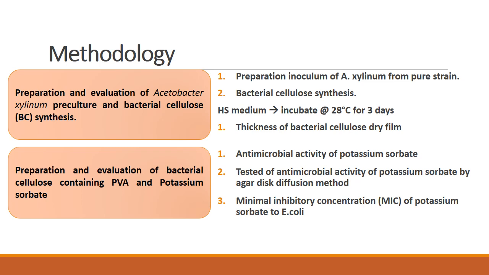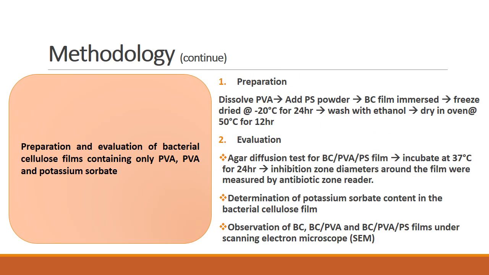Next, the preparation and evaluation of bacterial cellulose containing PVA and potassium sorbate. Firstly, the antimicrobial activity of the potassium sorbate will be tested singly, just immersed in filter paper. After that, the minimal inhibitory concentration of potassium sorbate will be tested using E. coli.